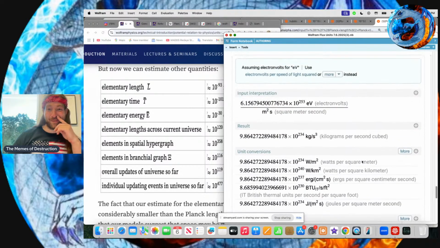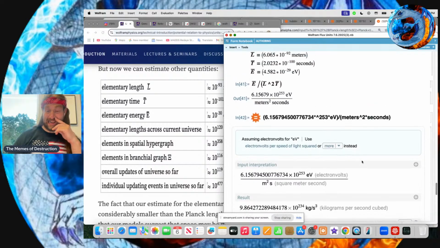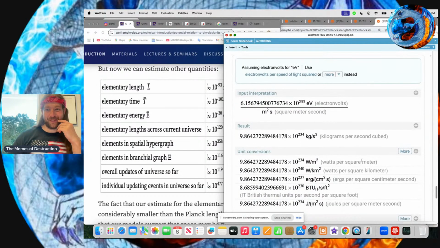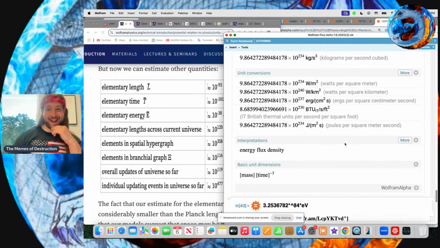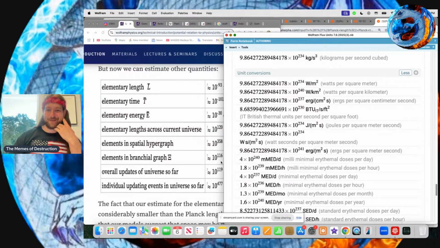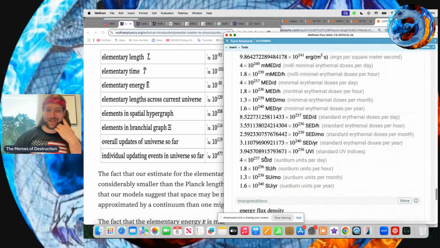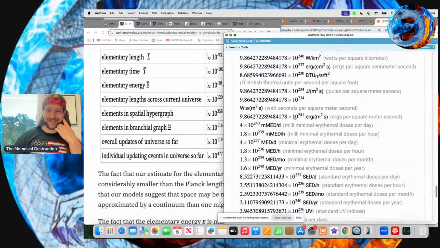Okay, that appears to be the energy flux density for the entire graph. That number is just... I don't even know. I got nothing. How many Planck intensities is that? It's probably just times big psi. It's got to be right.